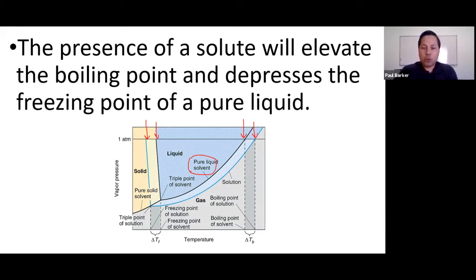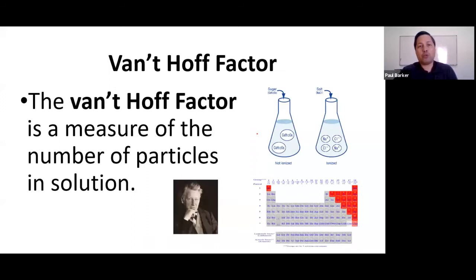To begin that conversation, we have to start with the Van't Hoff factor. The Van't Hoff factor measures the number of particles in the solution. When molecules are connected by covalent bonds, the covalent bond is a very strong bond, so when they're placed in water, they are not going to separate. If you have a lot of covalent bonds, those molecules will not separate. So you get a Van't Hoff factor of 1. On the other hand, if you have an ionic bond, the ionic bond is weak.